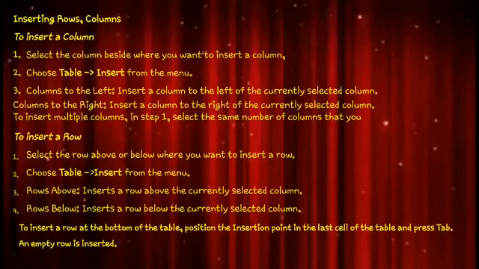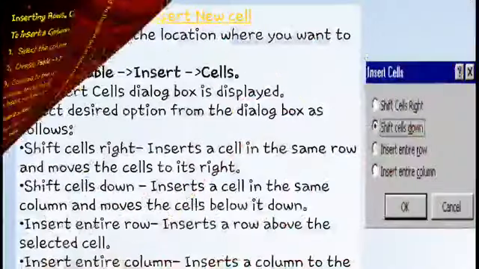The next one, to insert a row. To insert a row, select the row above or below wherever you want to insert, then choose Table, Insert from the menu. You will have 2 options, Rows Above and Rows Below. Rows Above means insert a row above the currently selected row. Rows Below means insert a row below the currently selected row.